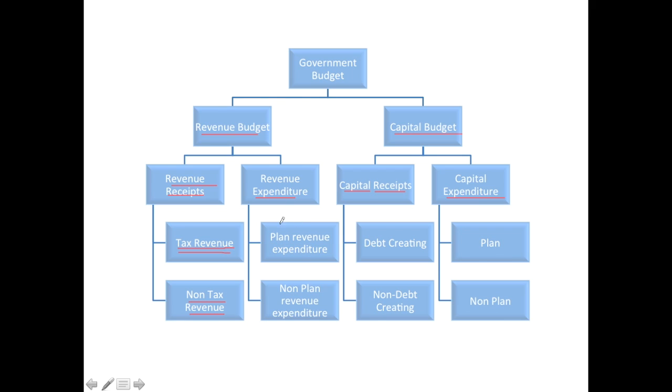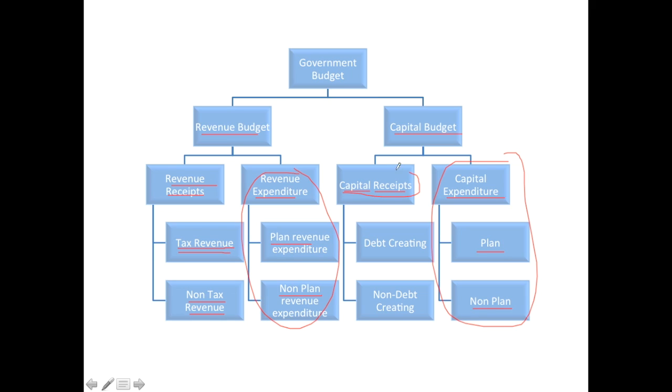Then there is revenue expenditure. What is revenue expenditure? It is divided into two things which we are going to study later: planned revenue expenditure and non-planned revenue expenditure. The similar classification is done in capital expenditure as well. In capital expenditure also, the distinction is planned and non-planned. We'll study this later in the coming video. In the present video, let's come back.